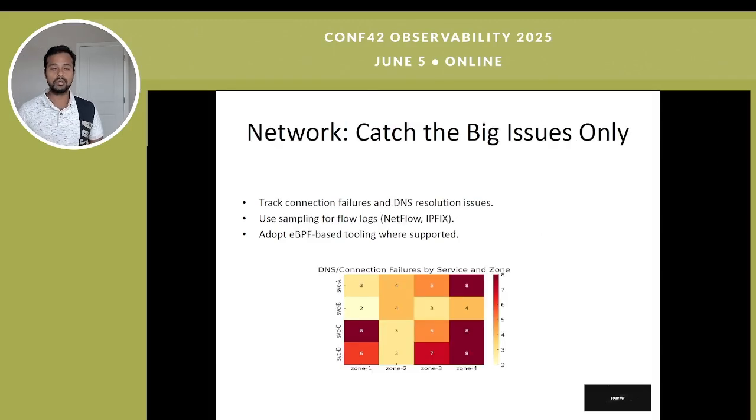When it comes to networking observability, it's important to focus on the big issues. Tracking connection failures and DNS resolution problems, which are pretty common, can provide critical insights into the network health. Using sampling flow routes such as NetFlow or IPFIX, you can manage data volume while still capturing essential information. Wherever possible, also adopt the eBPF-based tooling, which can offer more efficient monitoring solutions.